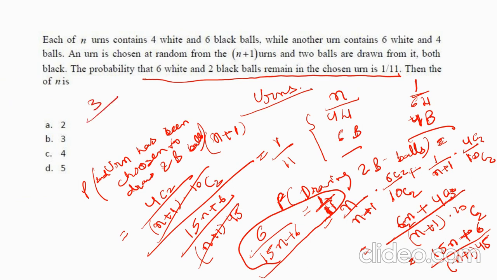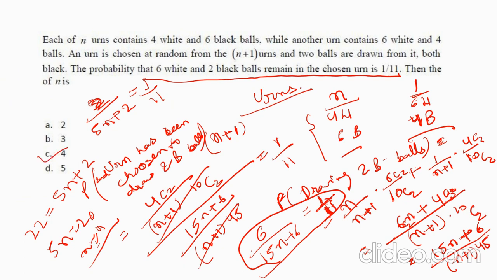It will be 2 upon 5n plus 2, which will be equal to 1 upon 11. So it will be 22 is equal to 5n plus 2. So 5n is equal to 20, n is equal to 4. Right? So 4 will be the answer.